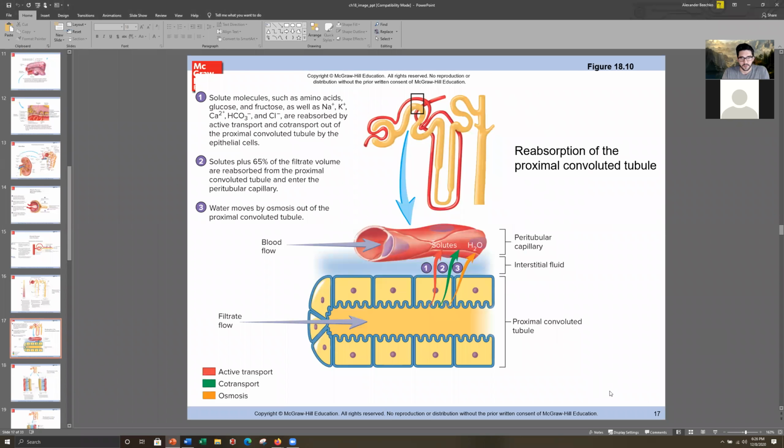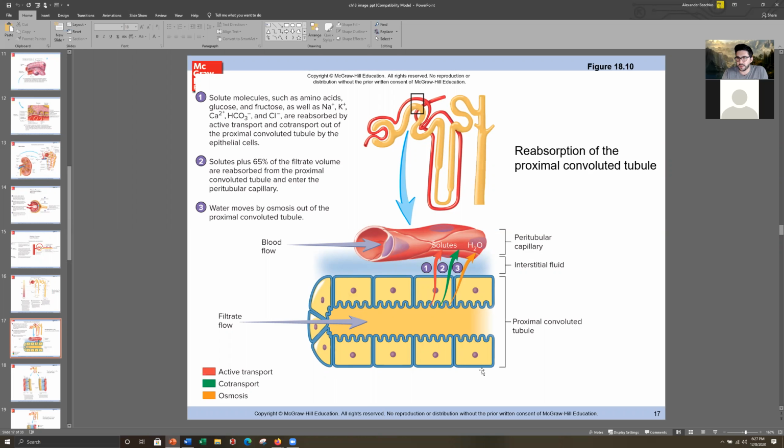Okay. So here in the next couple slides, we're going to look at what reabsorption in each of these parts of our tubular system looks like. So here we've got reabsorption in the proximal convoluted tubule. We've got a couple of different colored lines. Red means active transport, green means co-transport, and orange means osmosis.